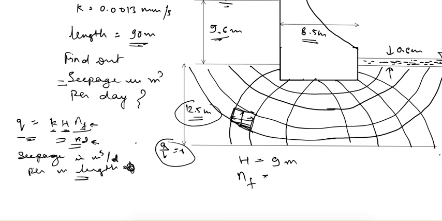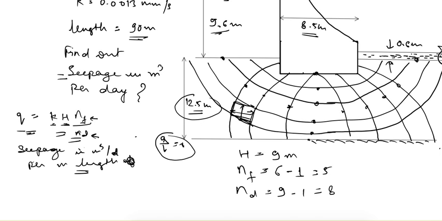And N_f we can find by counting the flow channels. First we count the flow lines. This impervious bed is also a flow line. So 1, 2, 3, 4, 5, and the bottom of this structure also, so 6. So the number of flow channels will be 6 minus 1, that is 5. Similarly for the number of potential drops, we count the equipotential lines, that is 1, 2, 3, 4, 5, 6, 7, 8 and 9. So equipotential drops will be 9 minus 1, that is 8. So now we have everything.